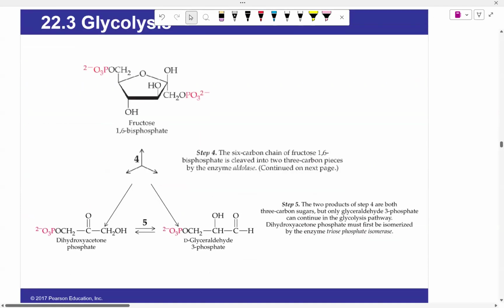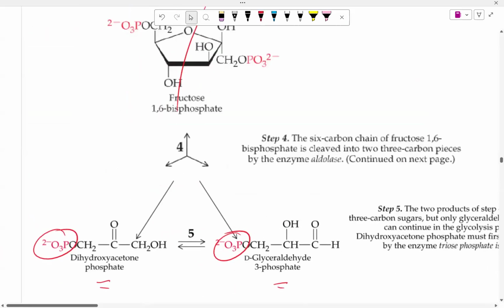So we're basically splitting that bisphosphate into 2 molecules now. These guys here, these guys here. Notice when this is all said and done, each 3-carbon fraction has a phosphate on it.